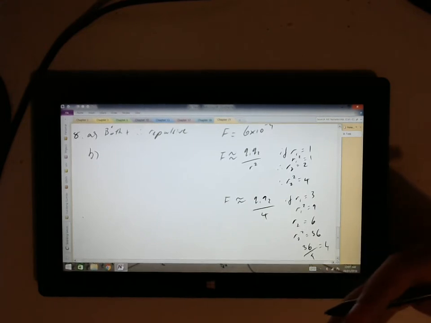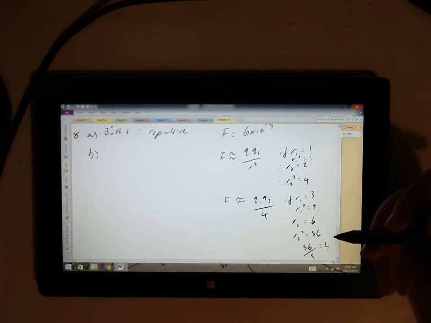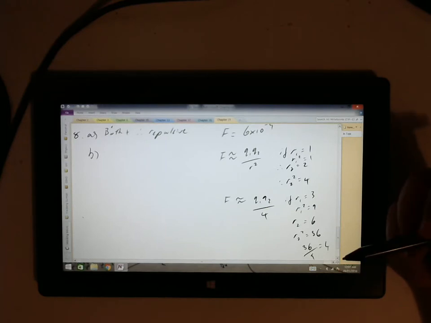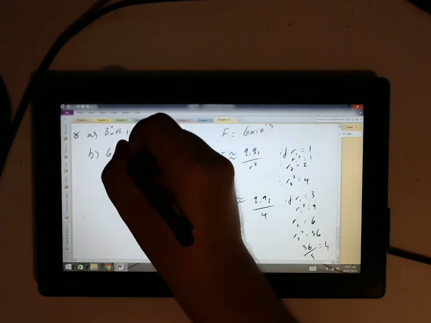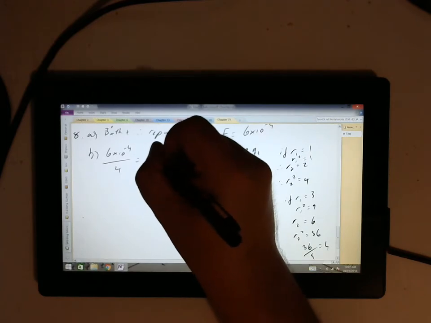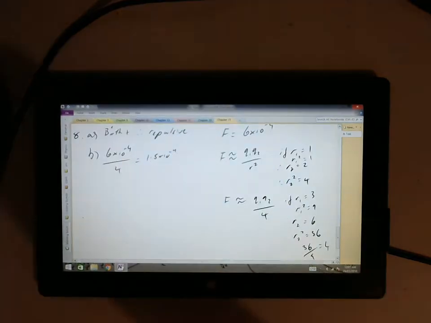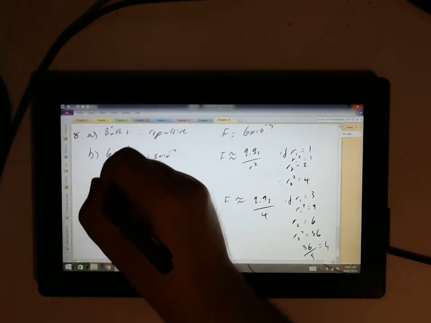These sort of questions are not inherently anything to do with physics. It's just about ratios, proportions, and how formulas work. It's basic algebra. So we knew it was 6 times 10 to the negative 4 divided by 4, which is going to equal 1.5 times 10 to the negative 4. If you have a look in your answers there, you'll see that that is correct.